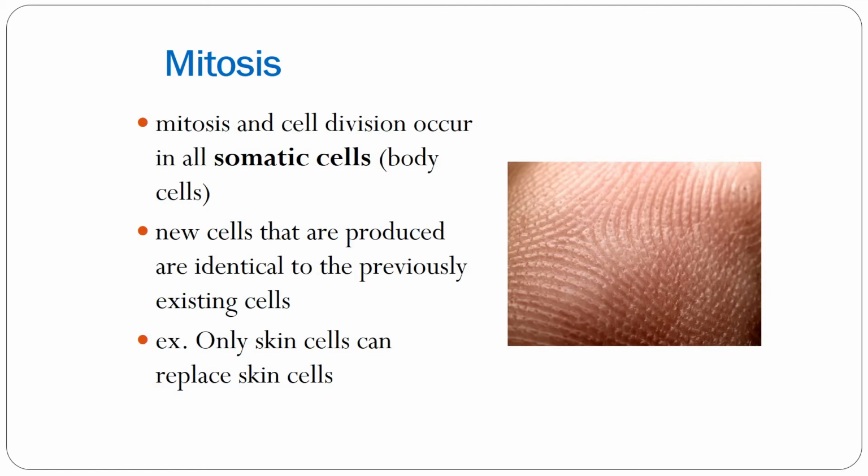And in this situation, new cells that are produced are identical to the previously existing cells. So if they're specialized cells, they have to be the exact same type of specialized cells. However, if they're non-specialized or unspecialized cells, then they will remain unspecialized cells. We call those germ cells. And germ cells can be produced through meiosis into your sex cells as well. And we'll talk about that later on in this unit.